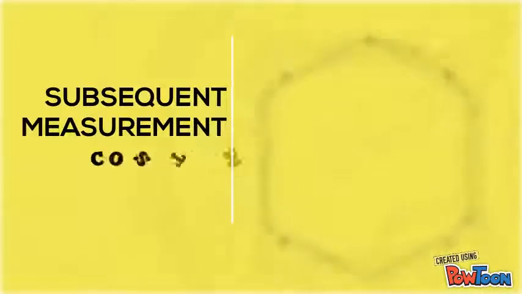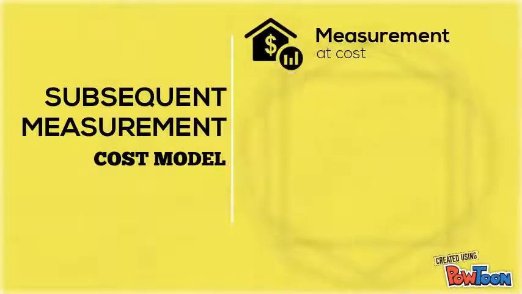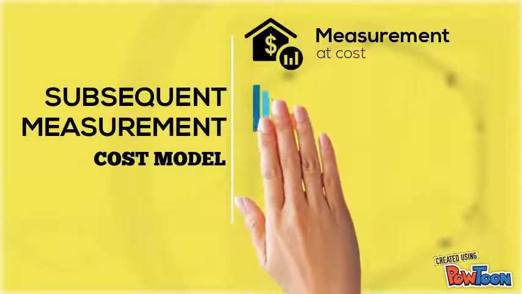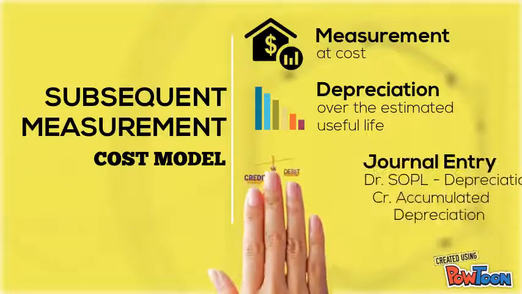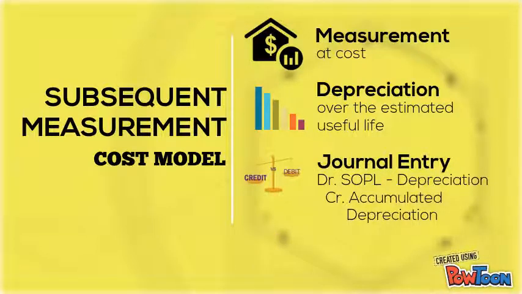The first model is the cost model. The measurement of the asset will be at cost. The asset also needs to be depreciated over its estimated useful life. Depreciation for the current year will be treated as an expense in the statement of profit or loss.